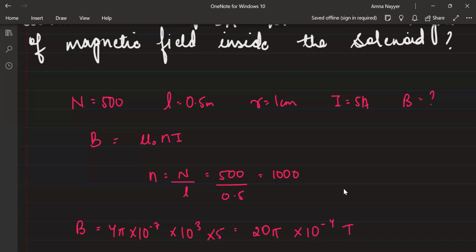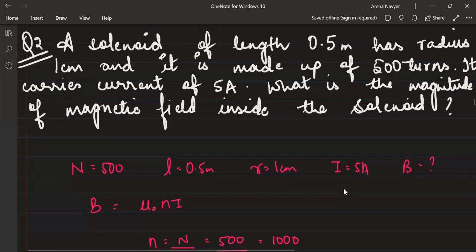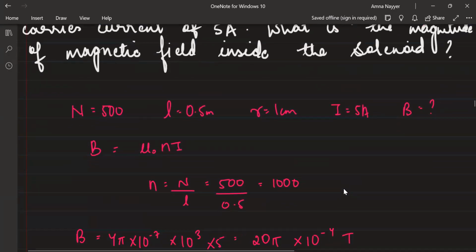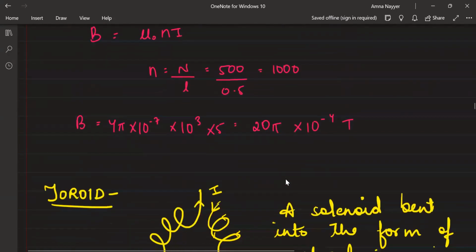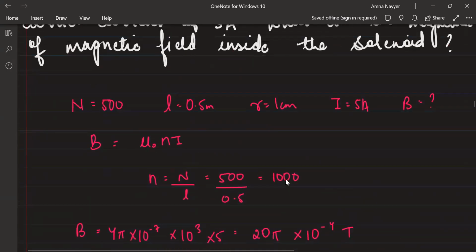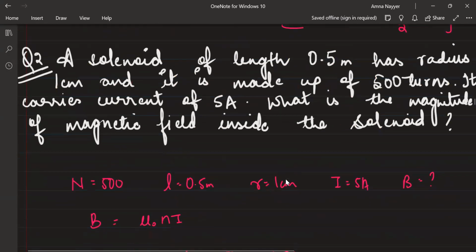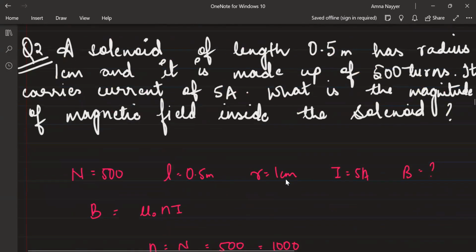Got it? Got the difference between the two questions? Yes, ma'am. Here N by L we had to calculate by ourselves. Yes. So just be a little careful with the solenoid questions, whether capital N is given or small n is given. Okay. Toroid we'll be able to do in the next class. Yes, Saneem, please write this.